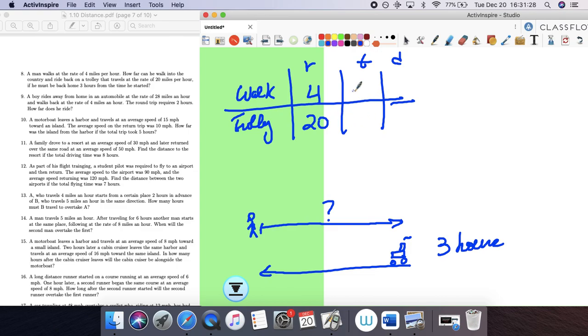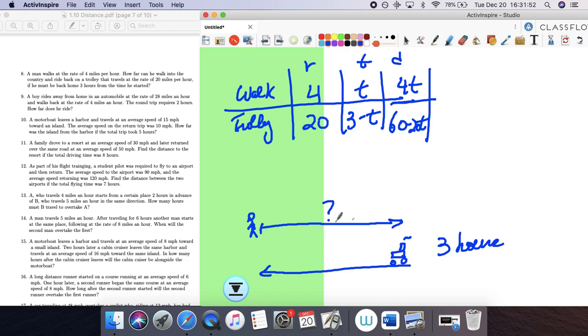Well, I don't know. But I know that if he walks for T hours, the trolley part of the trip will take 3 minus T, because the whole thing took 3 hours. Right? Find the distance. 4 times T is 4T. Do a little distributive property here. We get 60 minus 20T.